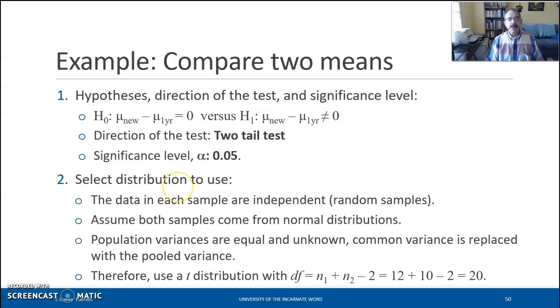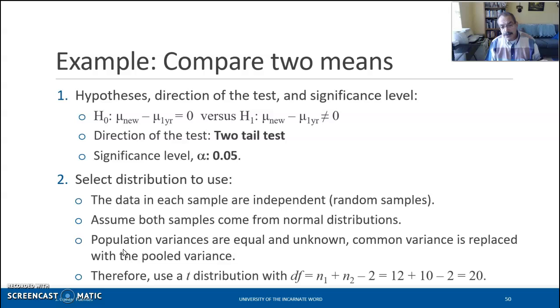The next question is what distribution to use. Well, the data in each sample are independent. These are random samples. We assume that both samples come from normal distributions. Again, it's not said anywhere, but we're making that assumption. In practice, we should demonstrate that they in fact come from normal distributions, especially since we have small sample sizes, that means less than 30.